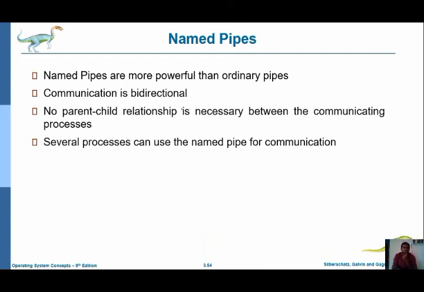Named pipes can be used by different processes, as already discussed. Named pipes can be implemented on both the Windows platform and the Unix platform. So these are some details about pipes, and next, client server architecture.